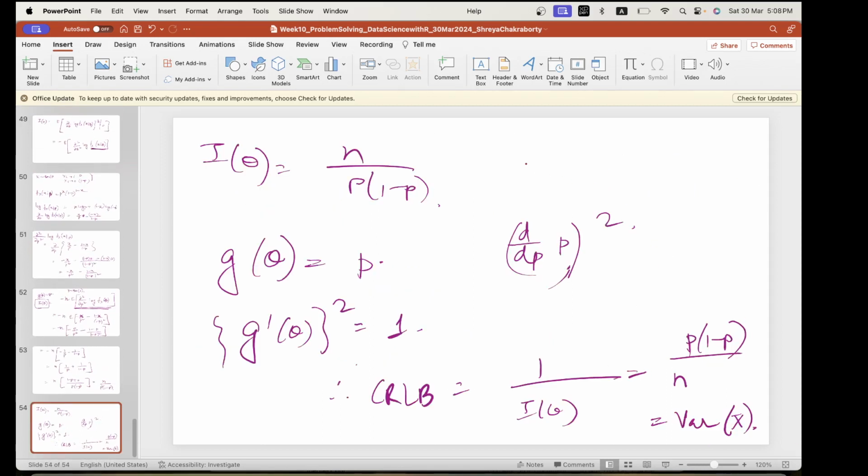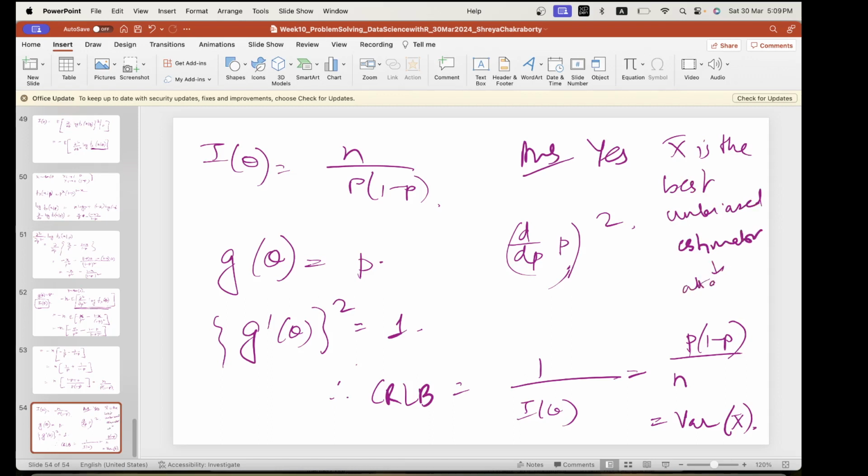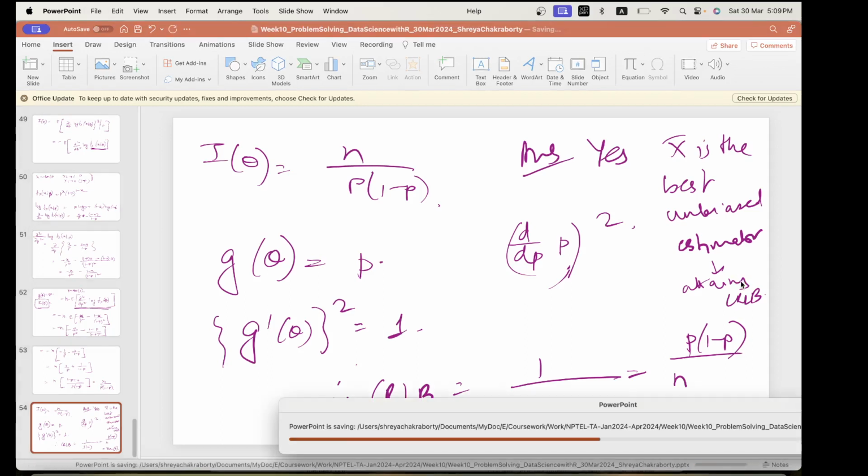So then the answer is that yes, x bar is the best unbiased estimator because it attains CRLB. In the class of unbiased estimators, x bar is the best because it attains the lowest variance. Is it okay?